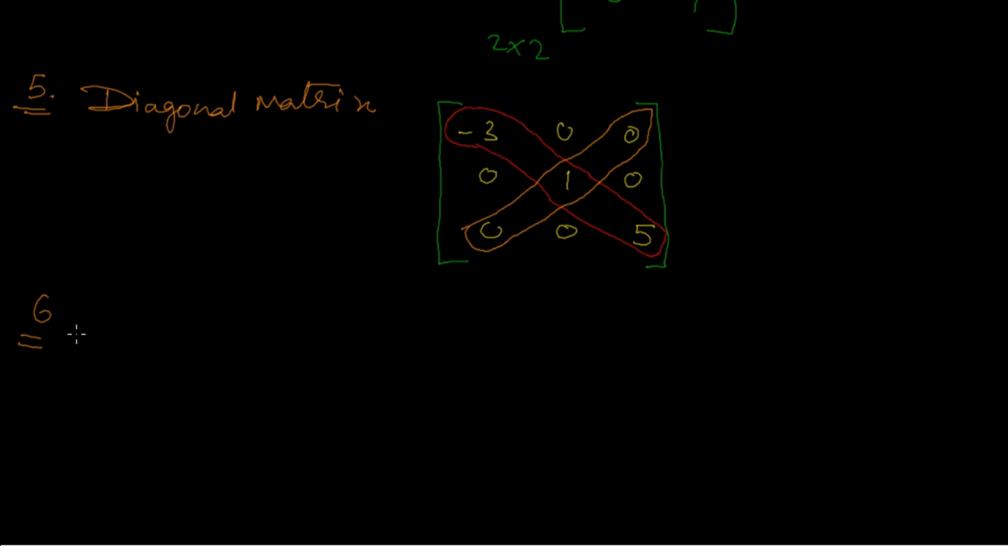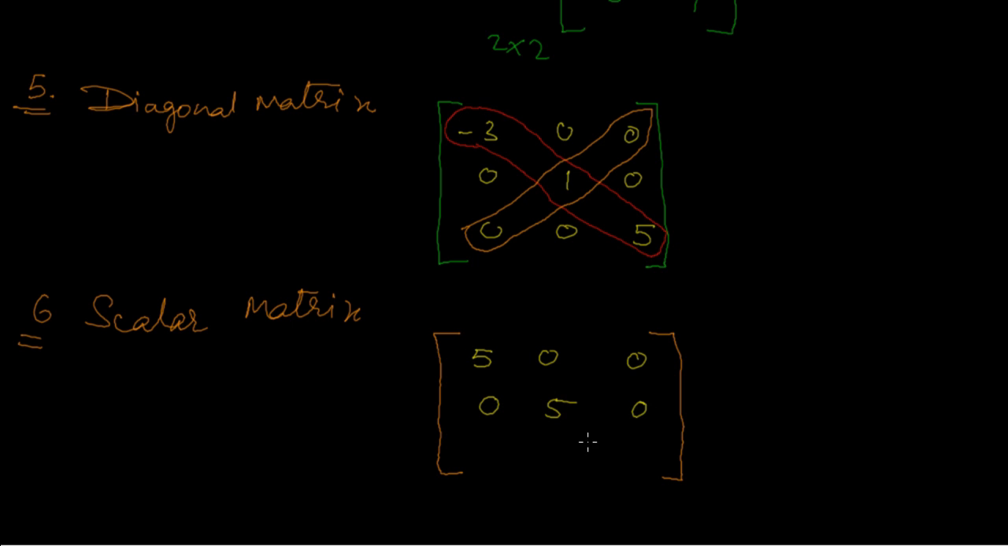Number 6, scalar matrix. Scalar matrix is also a sub matrix of diagonal matrix and square matrix. 5 0 0, 0 5 0, 0 0 5, where the elements of the diagonal are all the same value, and the others than the diagonal are all 0. So this is the scalar matrix.